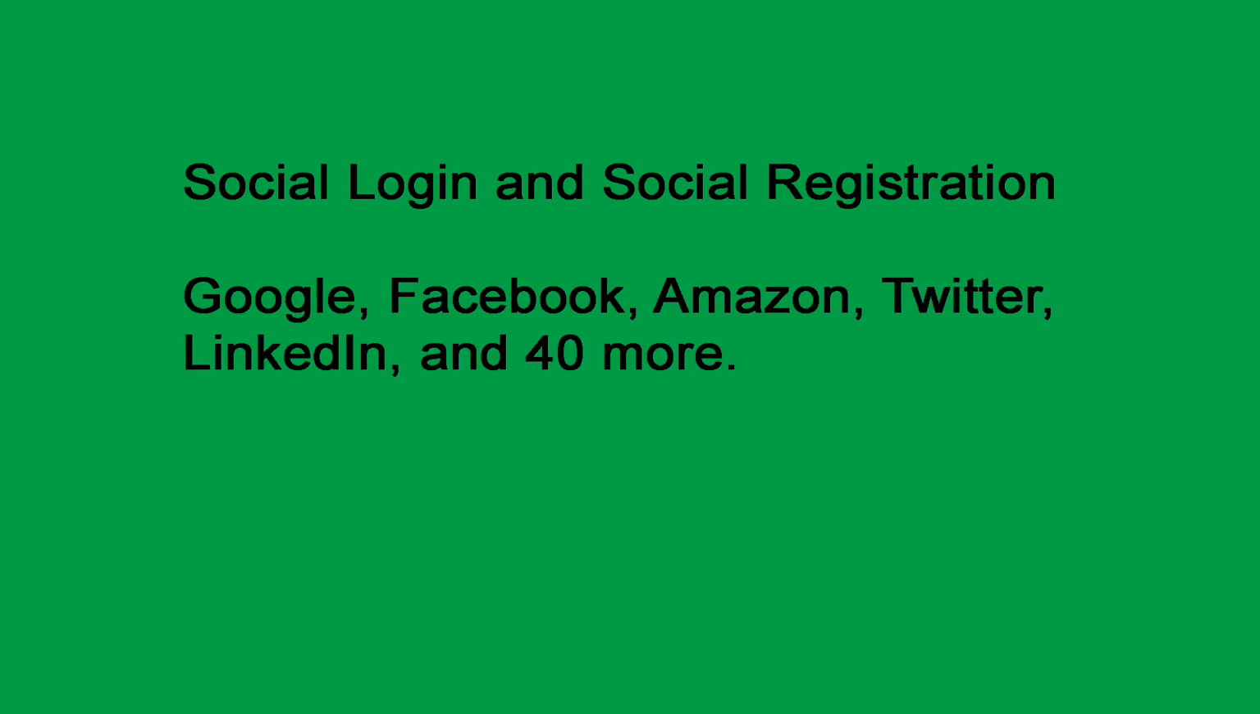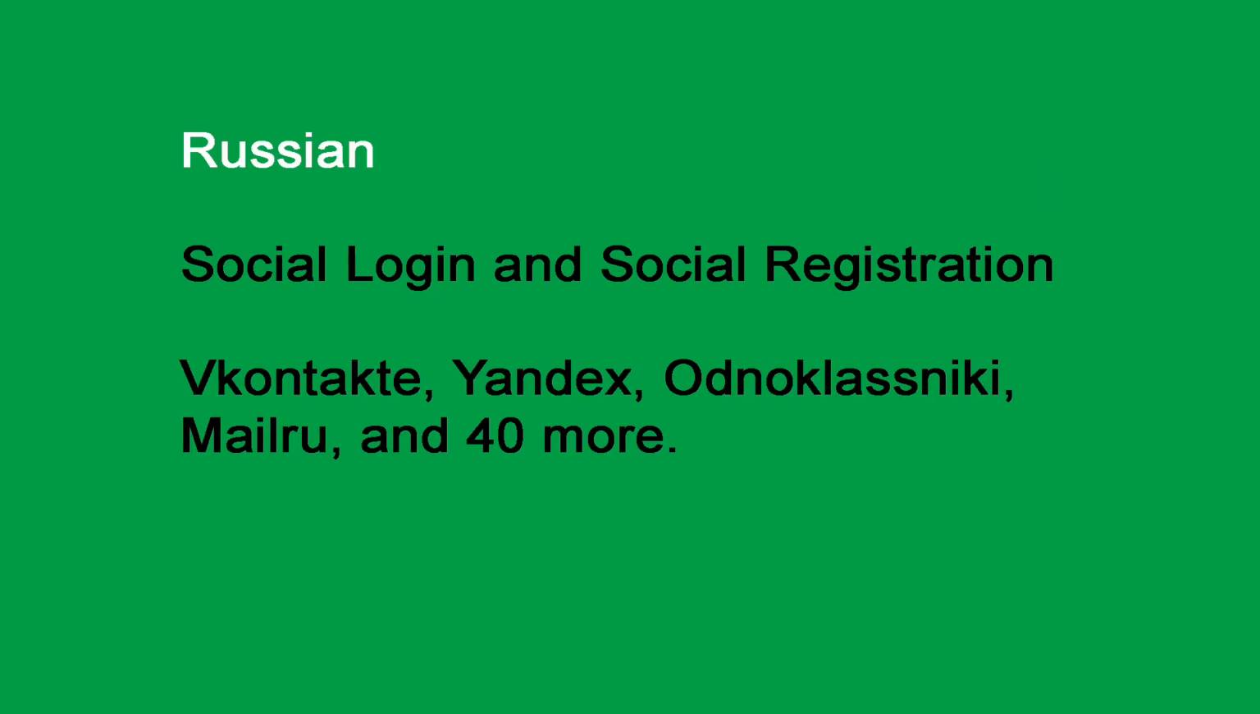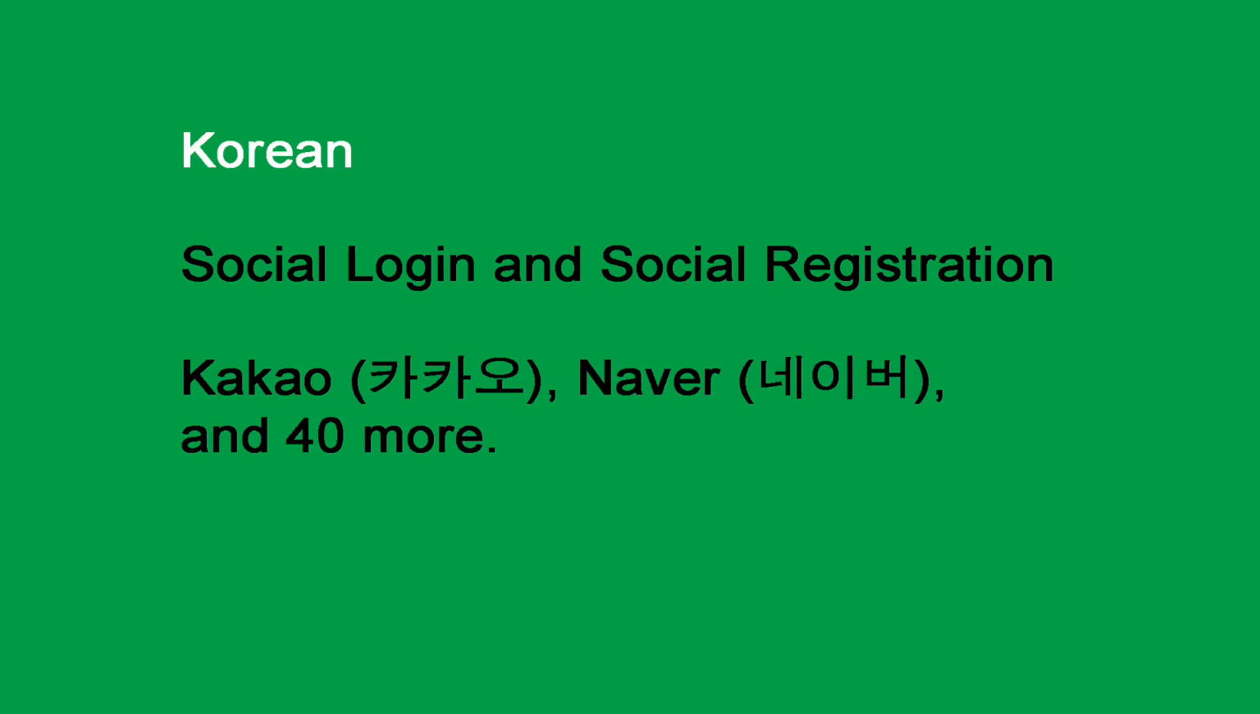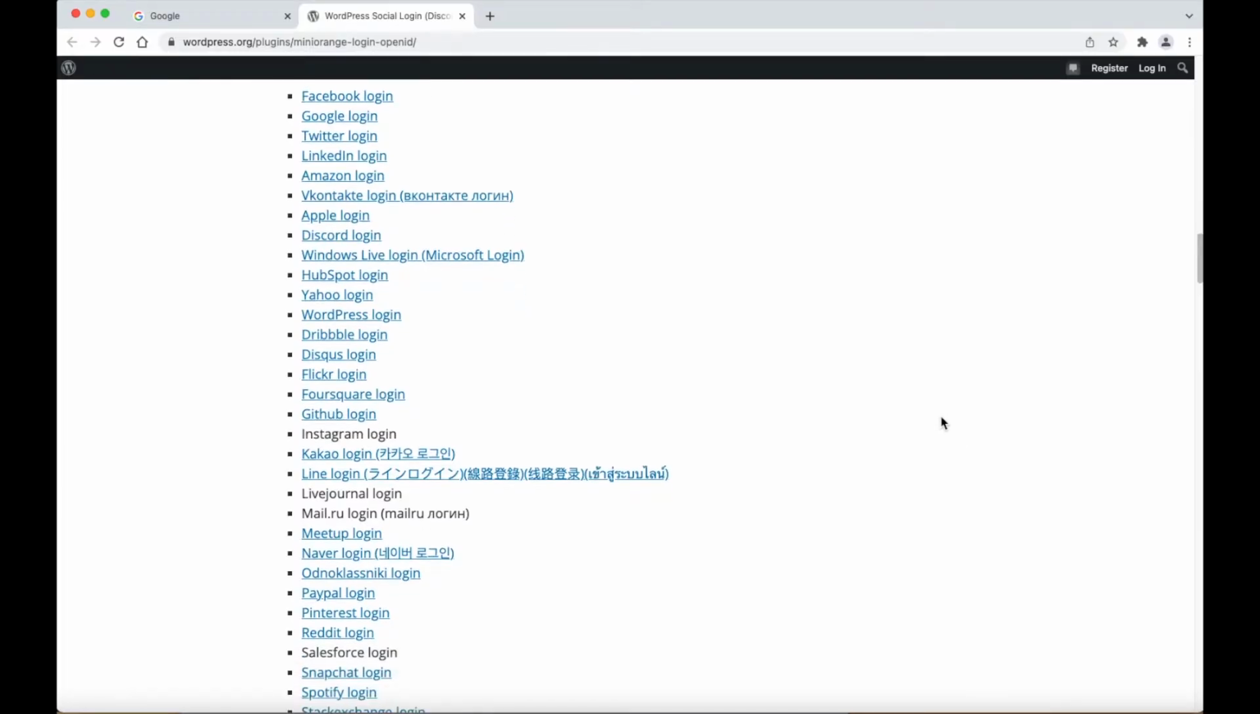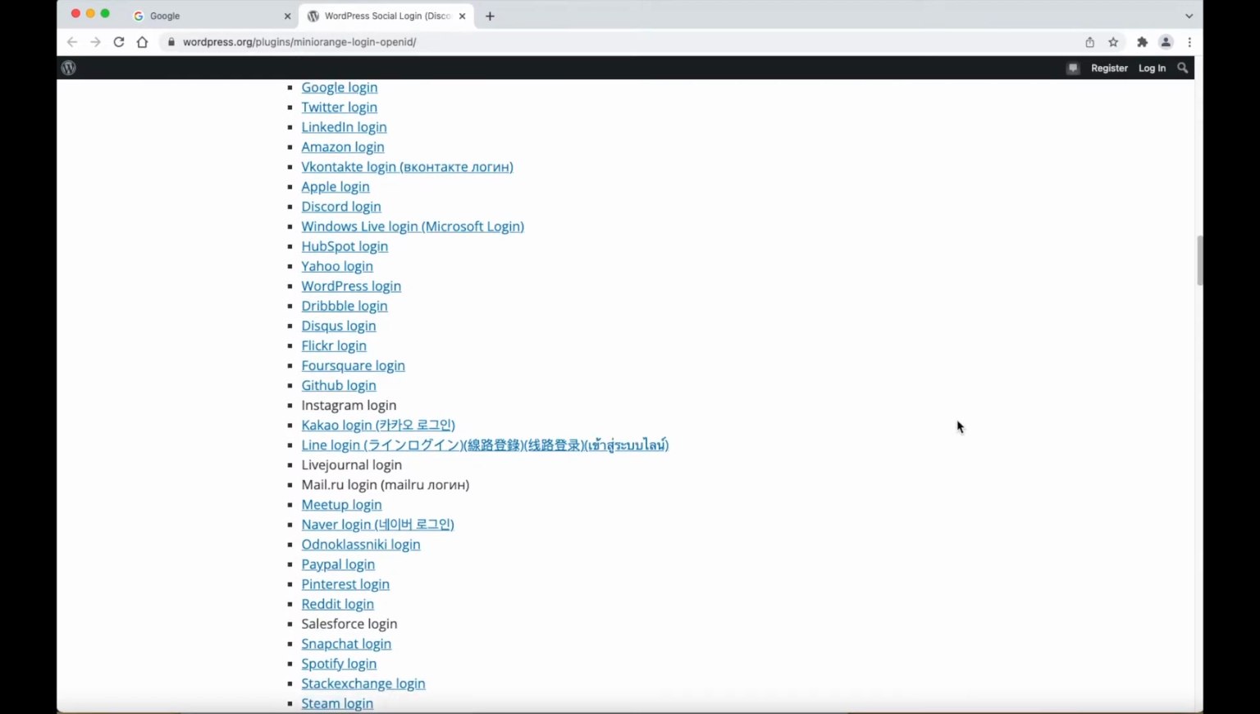WordPress Social Login plugin can create a social login and social registration for English websites such as Google, Facebook, Amazon, Twitter, LinkedIn, and a lot more. It can do so for Russian websites such as VKontakte, Yandex, Odnoklassniki, and Mail.ru. It can do so for Korean websites such as Kakao and Naver, and for Chinese websites such as WeChat and Weibo. Here is a list of all of the social login and social registration this plugin can create.